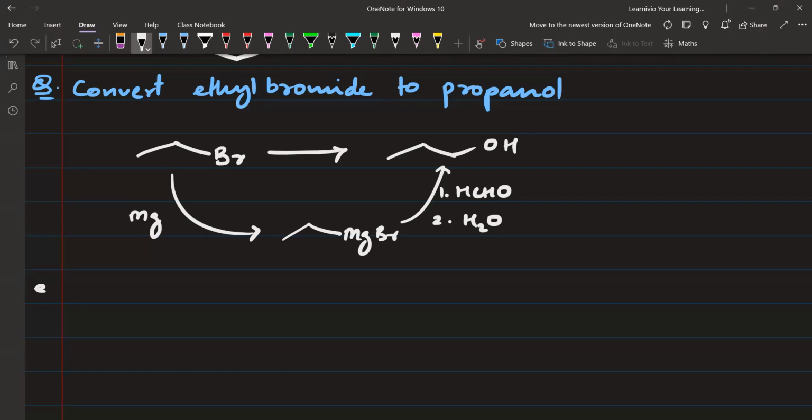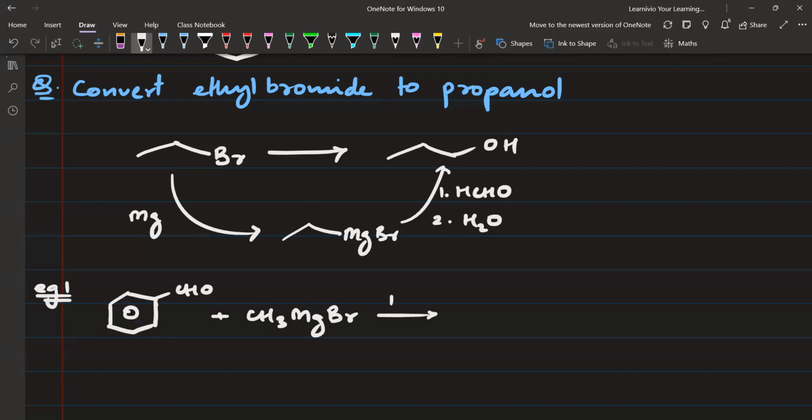Three more examples. I think you should be doing this in your copy. 3 examples को जरूर रखिएगा सामने अपने. Like whenever you are revising this particular topic, try to do these questions always. You have benzaldehyde, C6H5CHO, plus CH3MgBr, and in the second step you will add water. So in this case, what's going to happen?